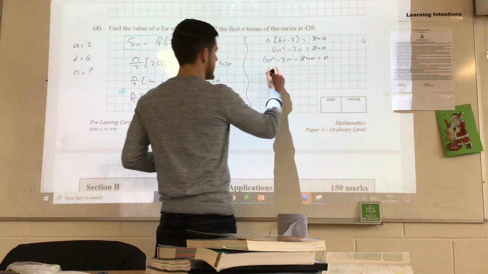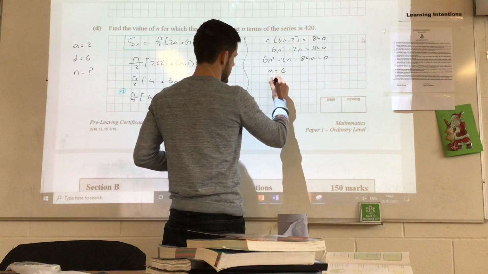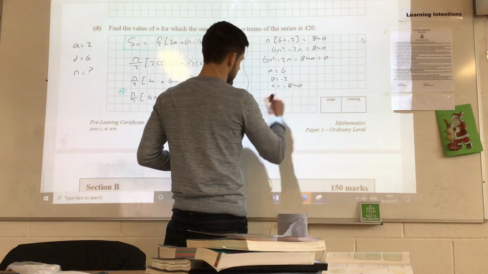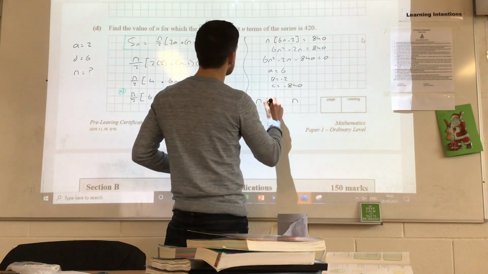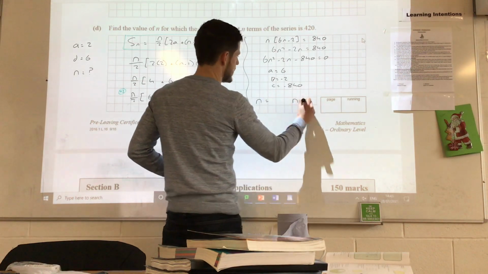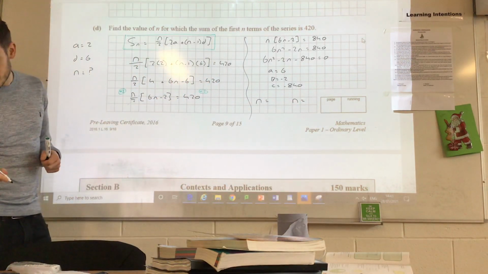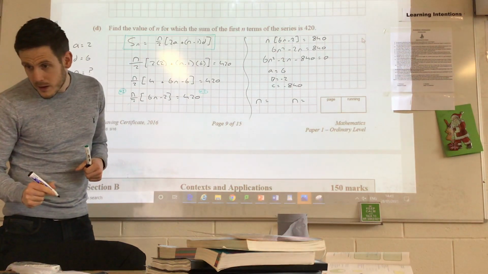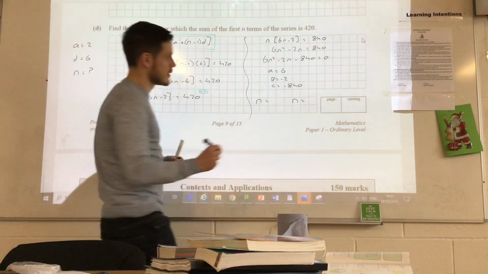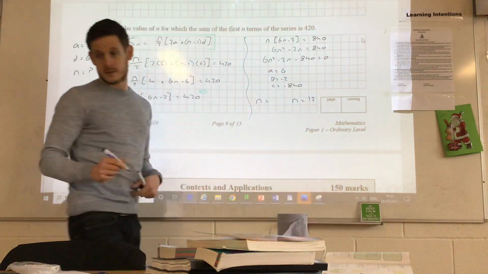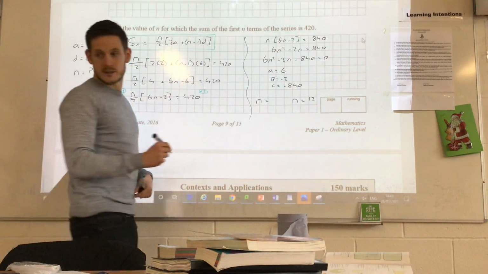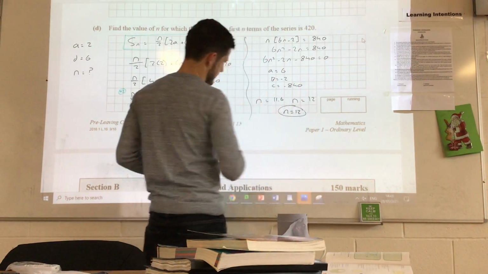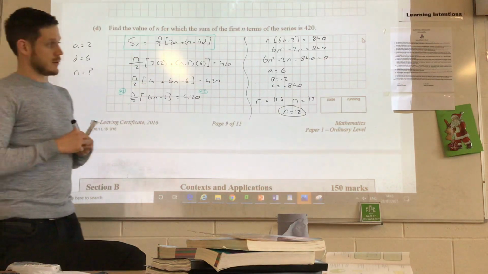I do a is equal to 6, b is equal to minus 2, and c is equal to minus 840, and that's going to give you your n values there. So the n values are going to be, sorry, 12, and when I do the other one, I'm going to get 11.6. So n is equal to 12. It's the 12th term. Okay. That will round off to 12 there.